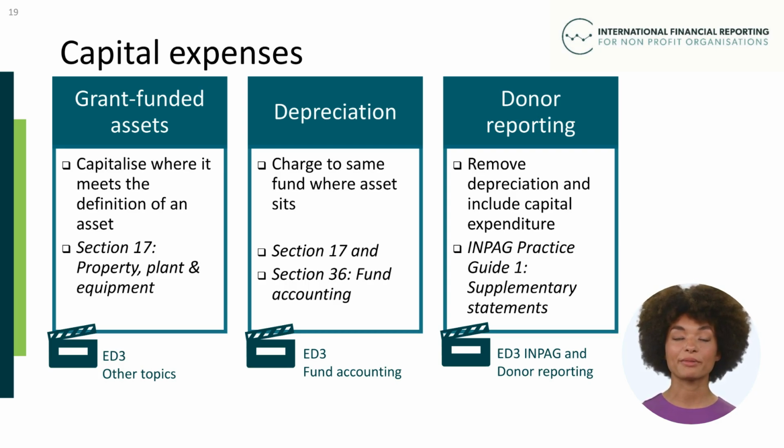This also applies to investment property and intangible assets. Depreciation or amortization is included as an expense in the same fund where the asset sits. For purposes of reporting to donors, there is a standard format in INPAG Practice Guide 1, Supplementary Statements. It includes the option to remove depreciation or amortization and show capital expenditure on the acquired or purchased asset, which is a preference for many donors. Further information can be found in other videos in this ED3 series.